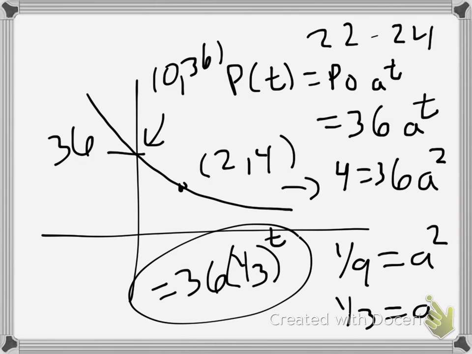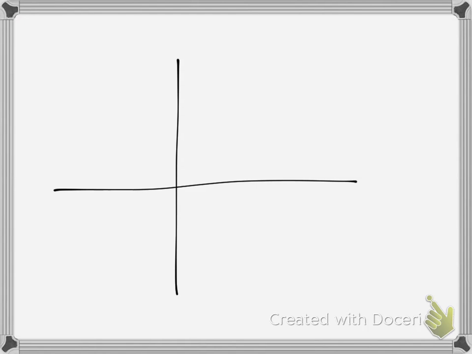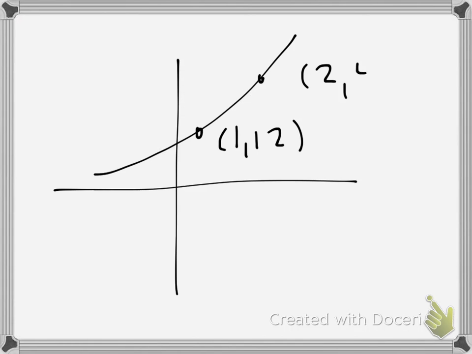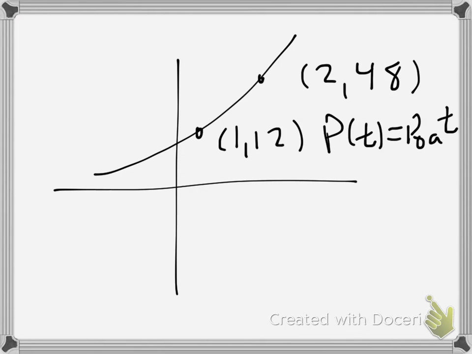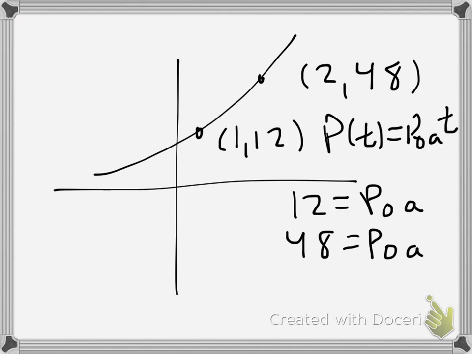Now the next one will be a little bit more difficult. In this situation, it looks like growth, but we have the points (1, 12) and (2, 48). So the issue here is that we don't have the initial quantity, okay? But I still want a model that looks like this. And so let's just plug in those points. P is 12, t is 1, so I'll just write a for a to the 1. And then when P is 48, we have a squared.